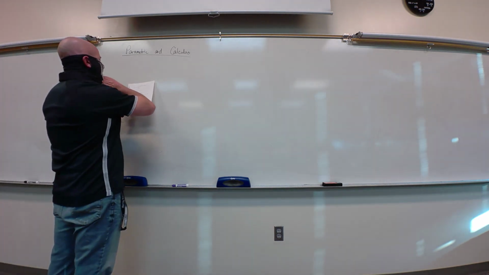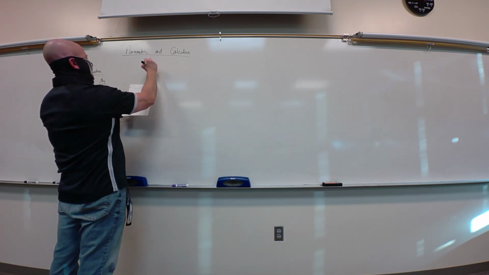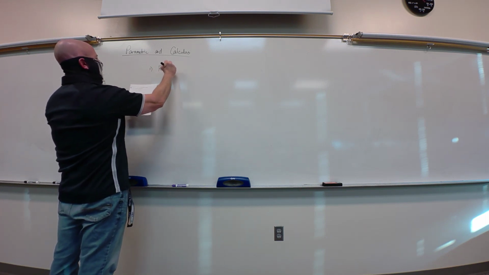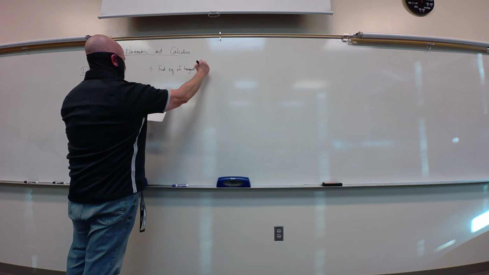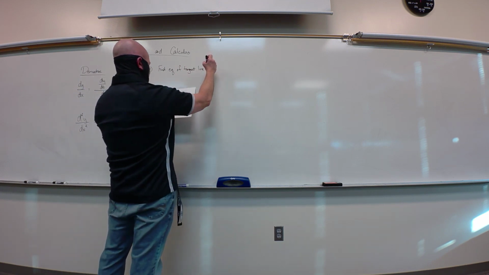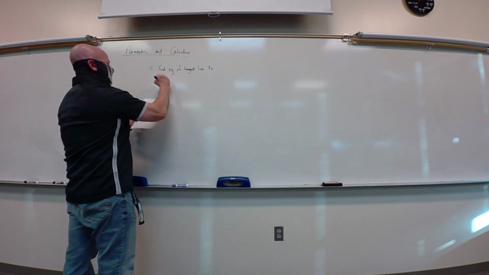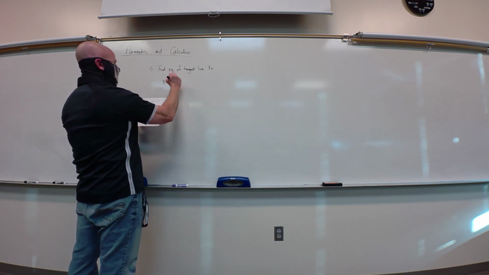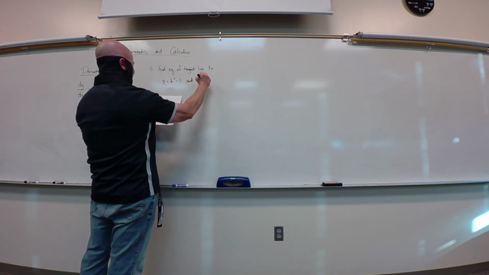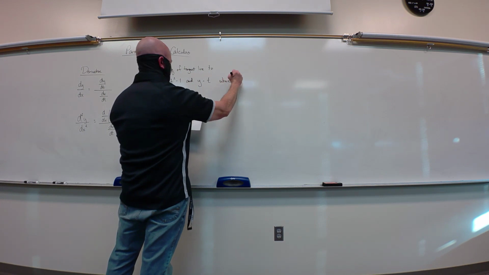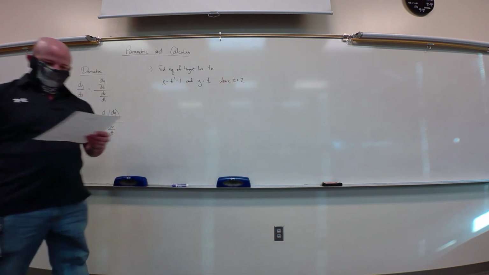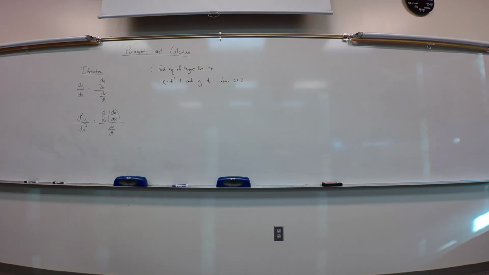Okay. So let's look at something here. Let's say find the equation of the tangent line to x equals t squared minus 1 and y equals t, where t equals 2. So we're going to get a little bit of a repeat of some directions we've seen before. We found equations of tangent lines a lot. We just haven't done it in parametric.